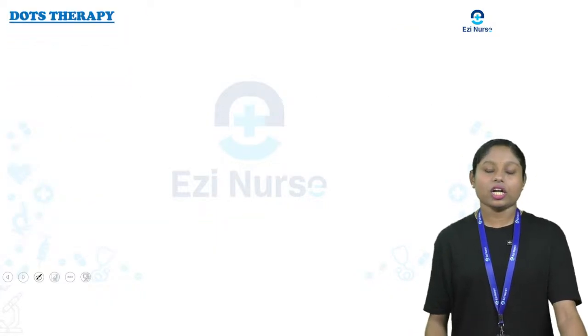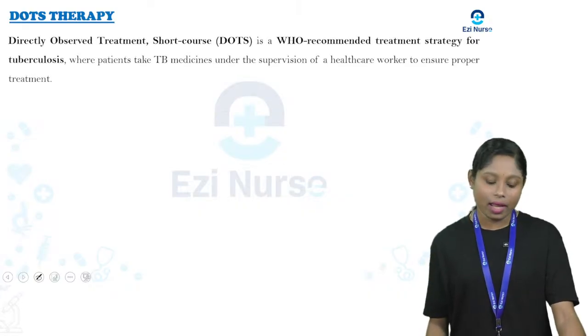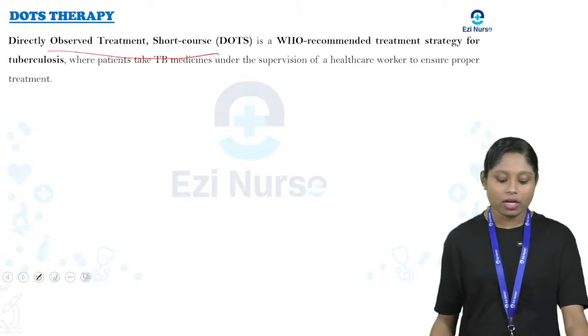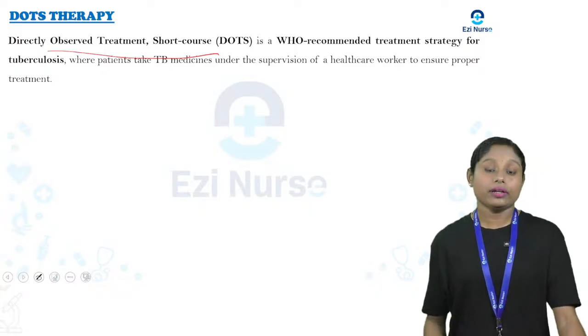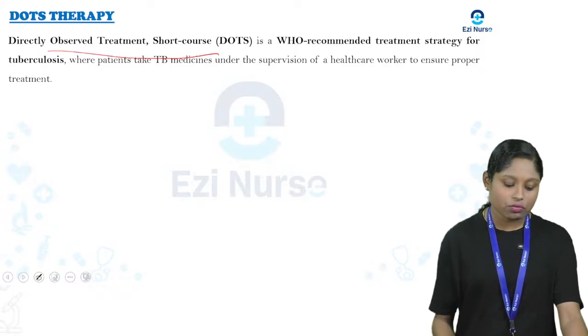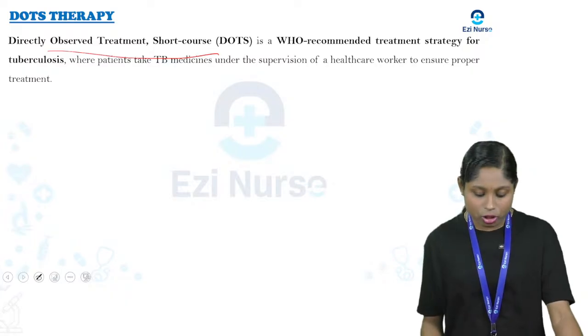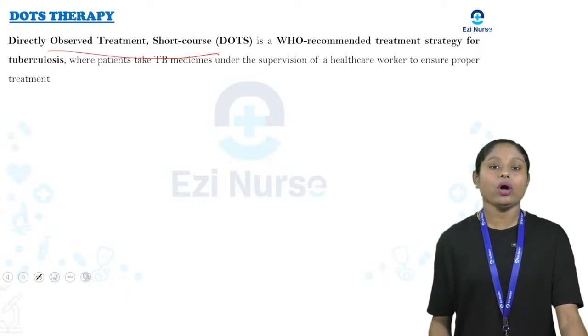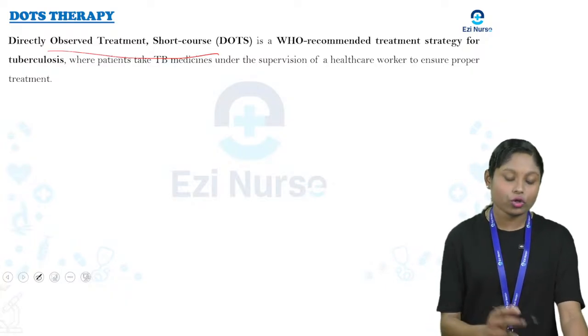So the next one is DOTS therapy. So what is DOTS therapy? Directly observed treatment short course. So what does DOTS stand for? Directly observed treatment short course. It's a WHO recommended treatment strategy for tuberculosis.